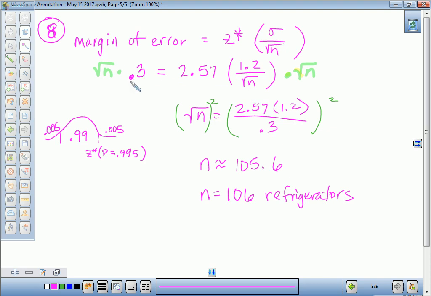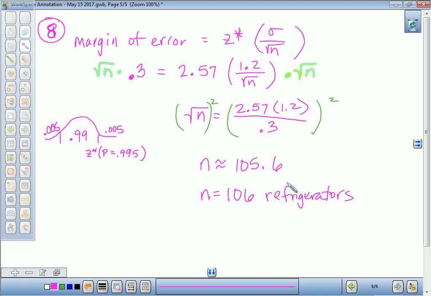So, we're given 0.3 degrees Fahrenheit, that's our acceptable margin of error for this refrigerator. The standard deviation on that temperature is 1.2 degrees, and that 99% confidence level led us to a z-score of 2.57. So to solve for N, we'd have to get it out of the denominator and then divide by the 0.3. And then we square both sides. So you can punch into your calculator 2.57 times 1.2 divided by 0.3 and then square that. And we get that we would need to sample 105.6 refrigerators.